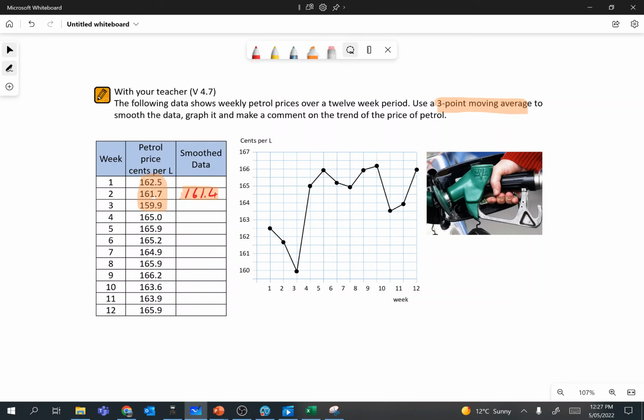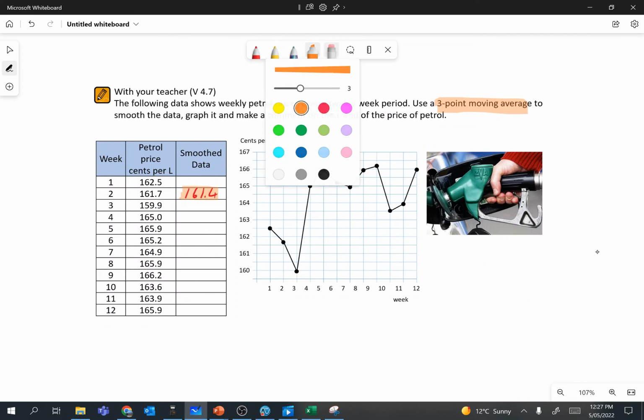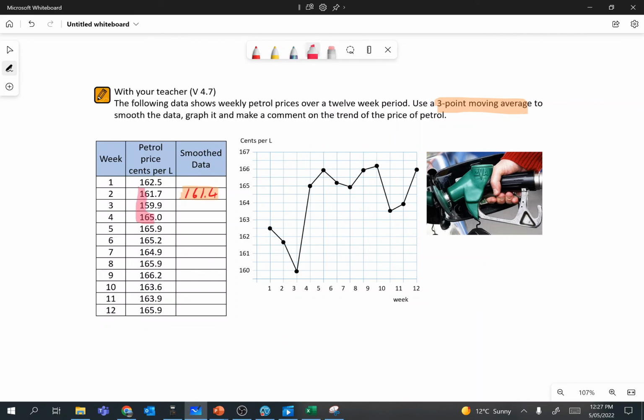Okay, so I'll let you pause the video now. The next step is to move on to these 3 scores here. So we step down to this one, average those to get that result for that cell in the table, and then continue to proceed downwards as we go. So go ahead and pause the video and find the next result and continue down the table until we've got each of the results for the moving average.